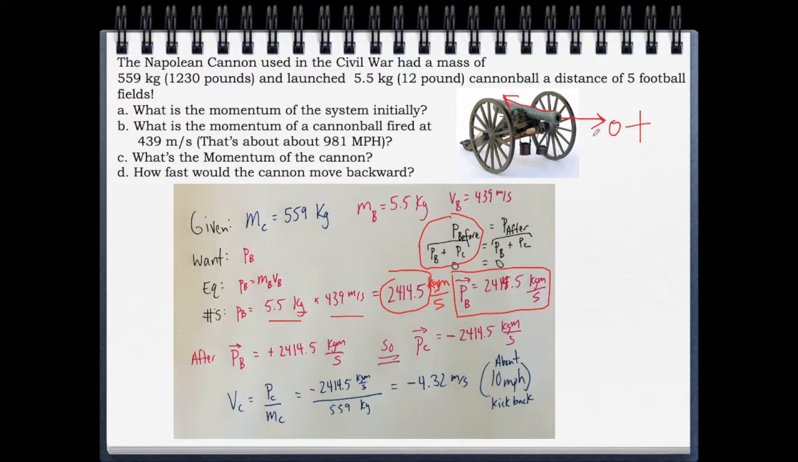And the reason why is because we got that this was positive 2,414.5. So the momentum of the ball is positive. Well, that means the momentum of the cannon, or the recoil momentum, is going to be negative, so that when you add those two momenta together, it still equals zero. So when you know that the momentum of the cannon is going to be negative 2,414.5, then we can actually figure out how fast the cannon recoils backwards.